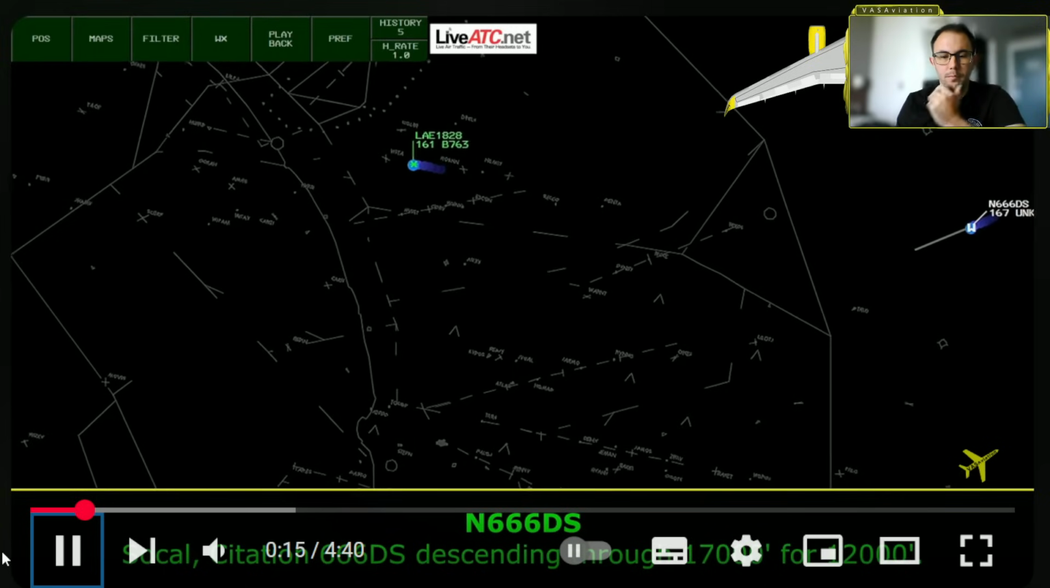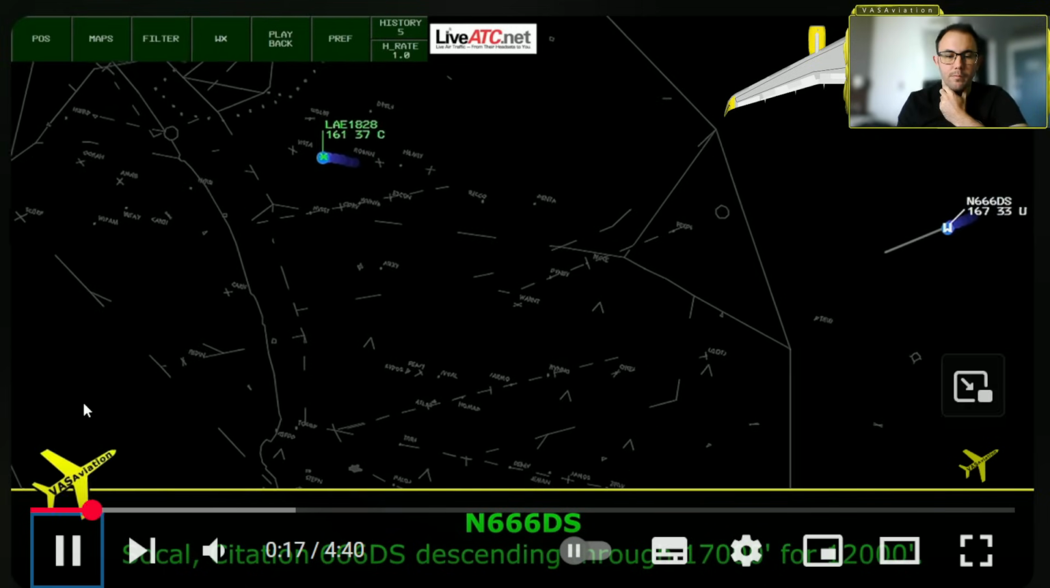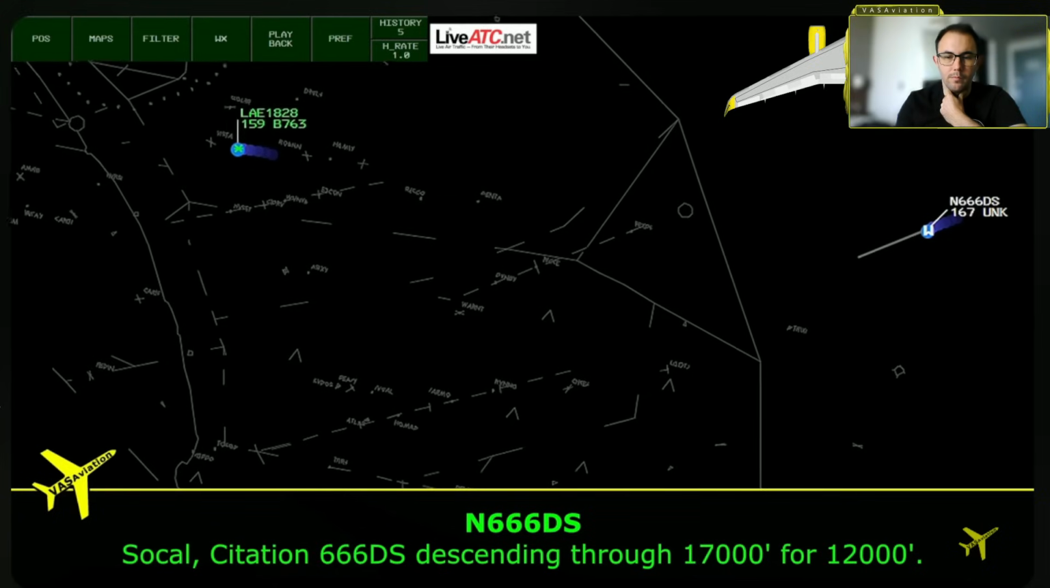SoCal, Citation 666 Delta Sierra with you, descending through 17,000 for 12,000.